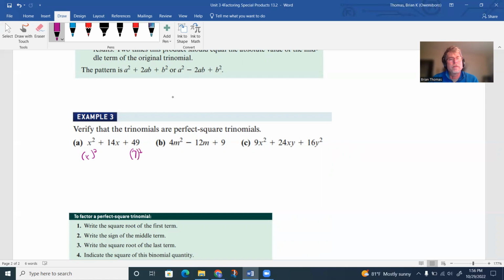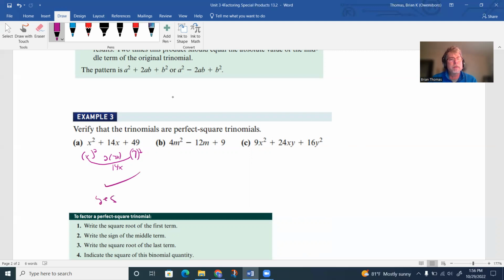So the first term and the last term are perfect squares. Now the catch is, when you multiply the 7 times x and double it, in other words, if you multiply by 2, so 2 times 7x, if that gives you the middle term, then this is actually going to be a perfect square trinomial. So it does, so therefore this is a yes.